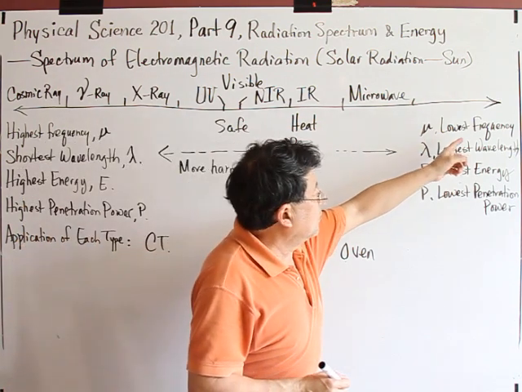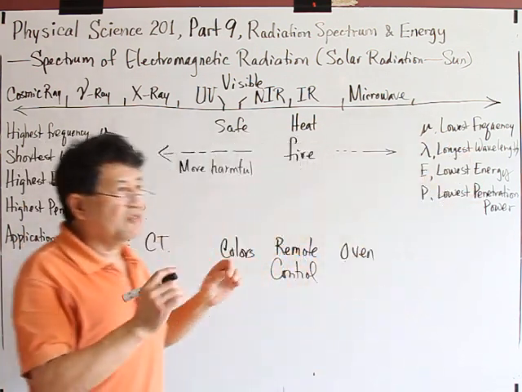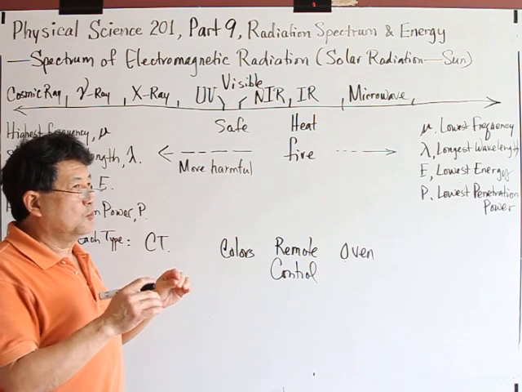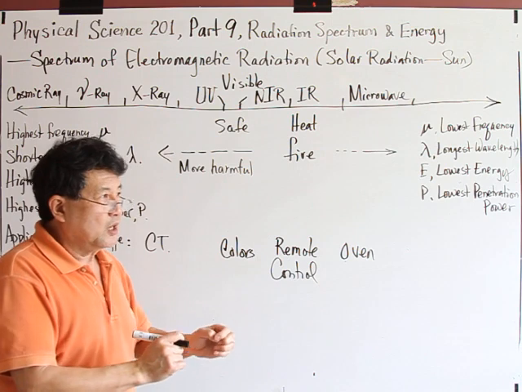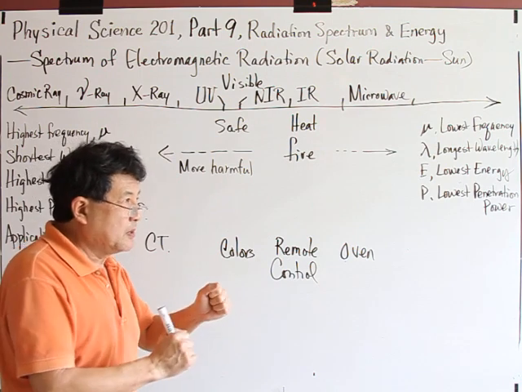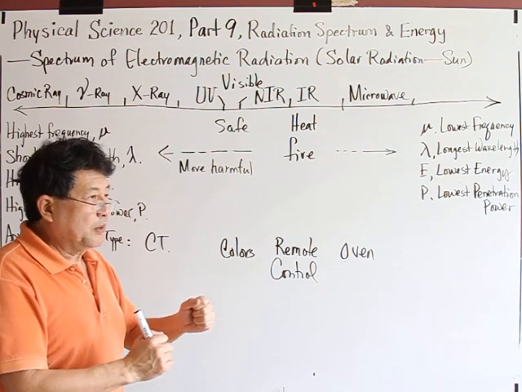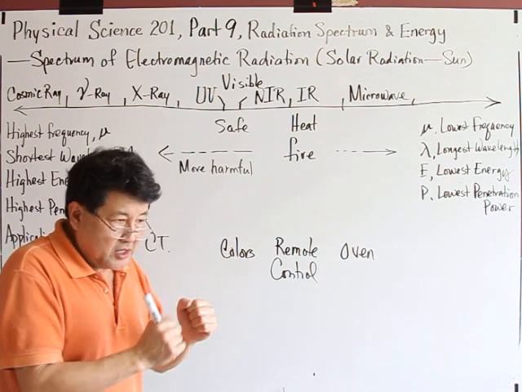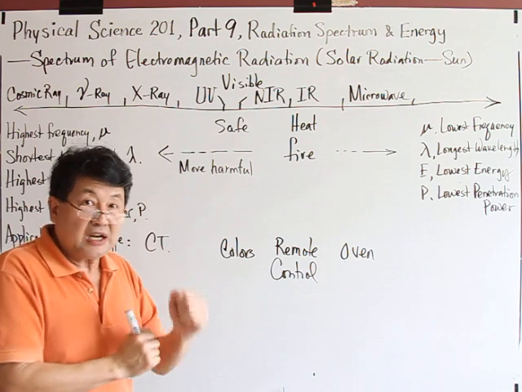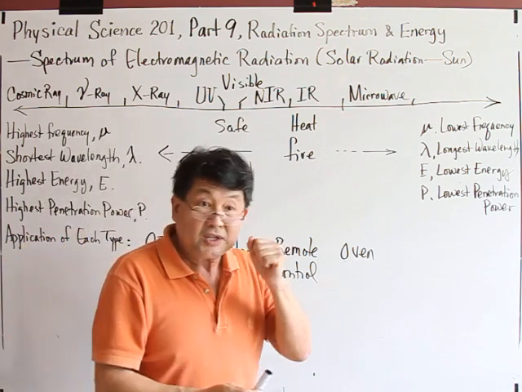So the function of the microwave oven is to provide just enough energy, because microwave is lower frequency, lower energy, just enough to shake up the water molecules in the moisture. Then they start vibrating and rubbing each other, right, because of the vibration. And that generates a lot of friction. The friction will generate a lot of heat.